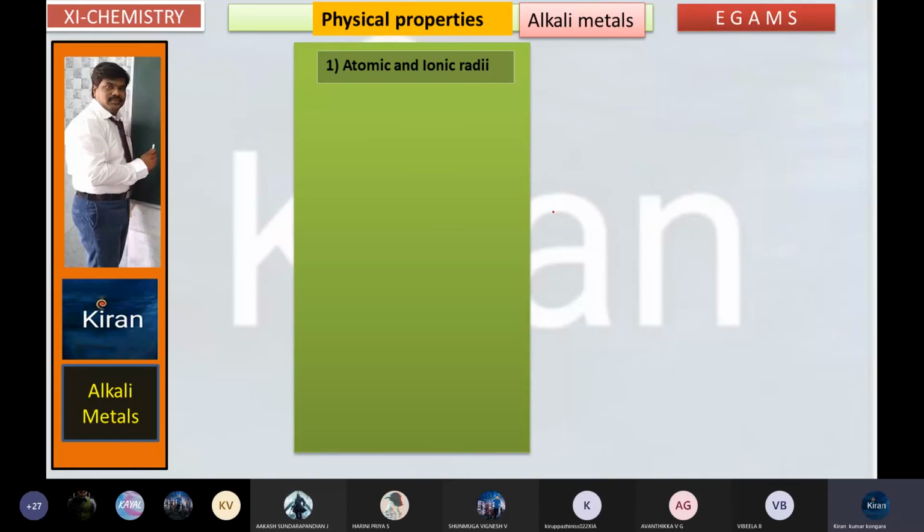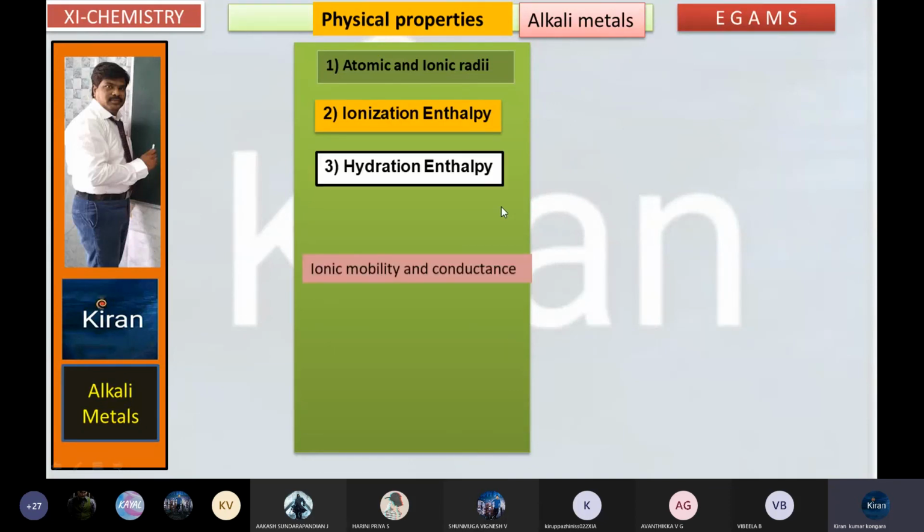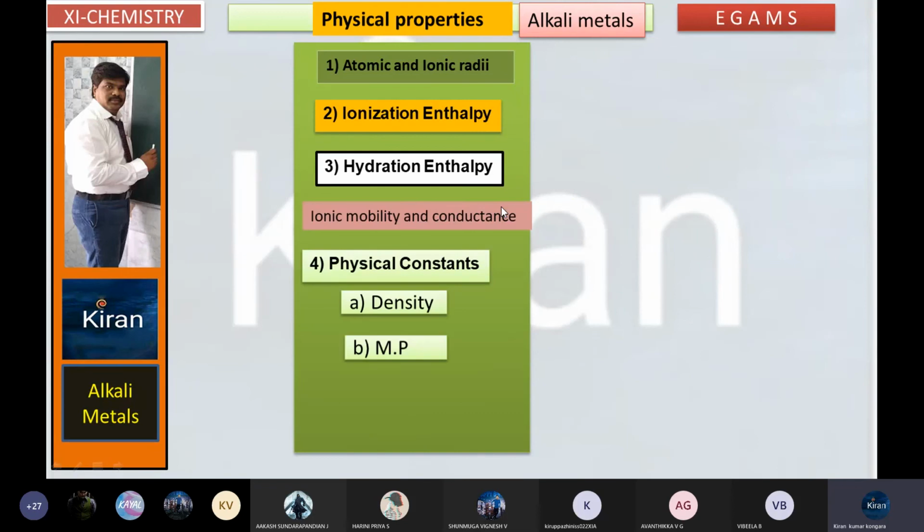For example, this is the nucleus, this is the first shell, and this is the second shell. This is the last shell. The distance between the center of the nucleus and the outermost shell is known as atomic radius or atomic size. So this is the size of this atom. When you take one more atom, its atomic size also means the center of the nucleus to the outermost shell. This is the atomic radius. In what way the atomic radius changes from top to bottom in alkali metals, we will see. These are all the physical properties we are going to see one by one.